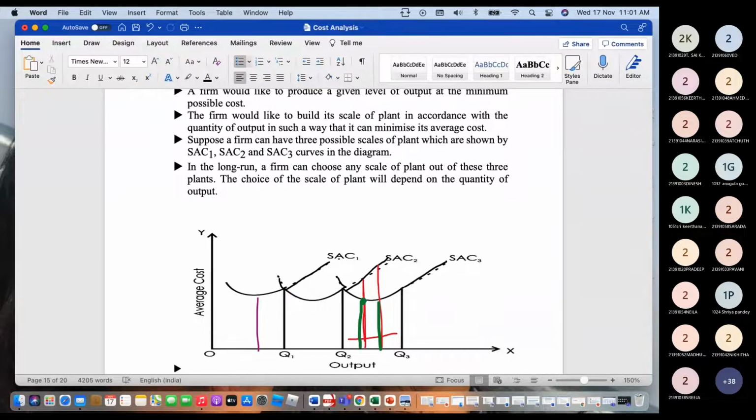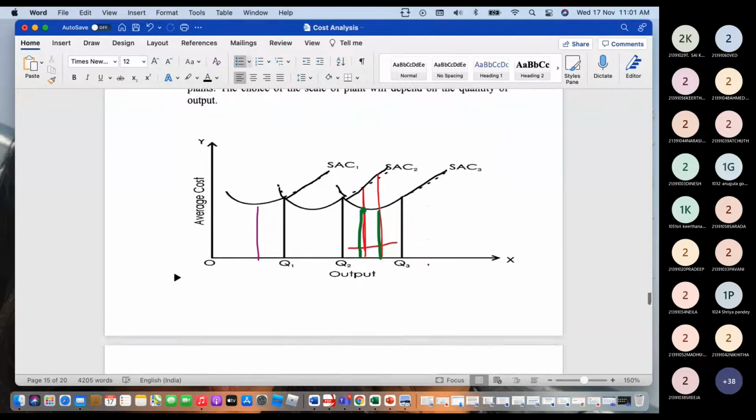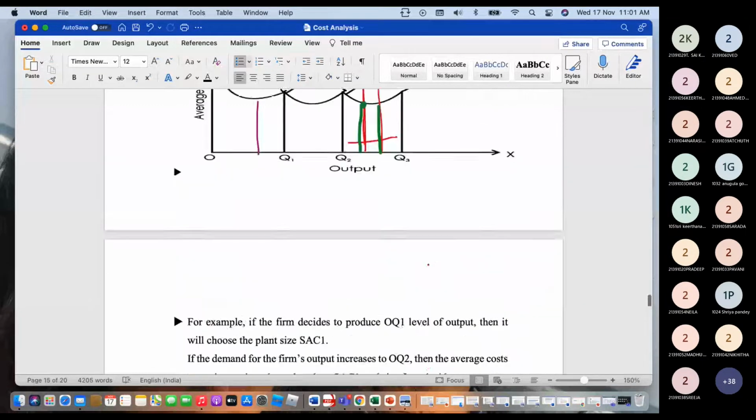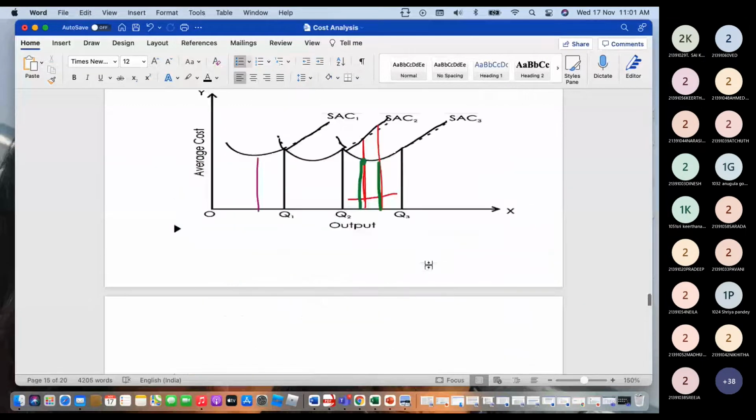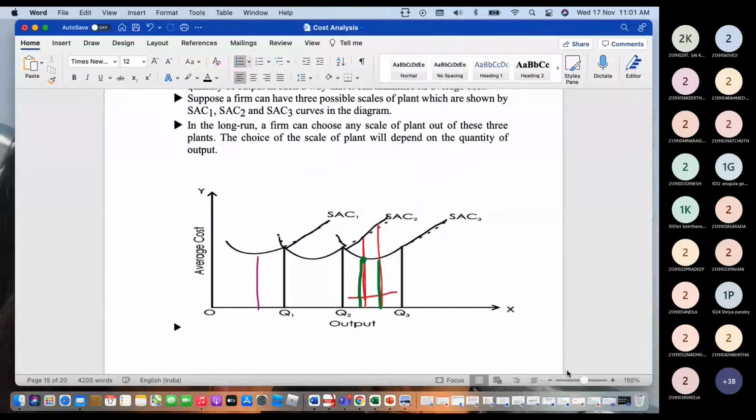So all the SAC curves represent the different types of increase in the fixed factor of production. So students, I think you have drawn this graph the other day.